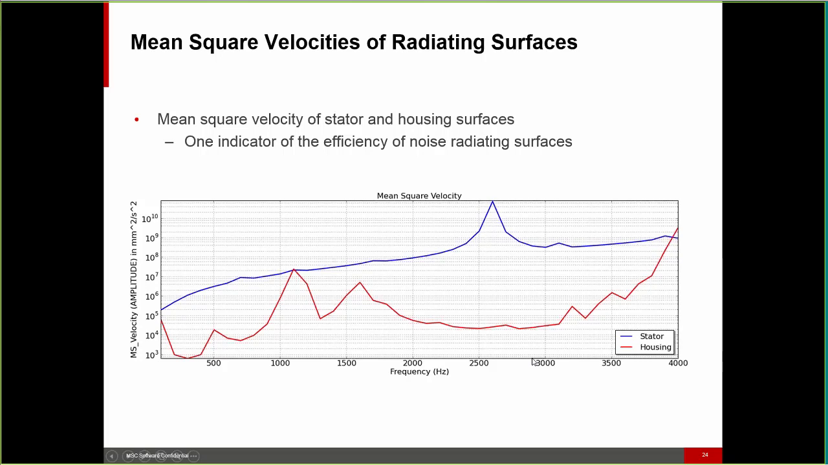The mean square velocity is one indicator of how efficient the noise radiation from a surface is. As we see here in this plot, the structures do not radiate equally at all frequencies, but instead there are some frequencies where the noise radiation is more efficient than other frequencies, as evident by the peak at 2600 Hertz here.